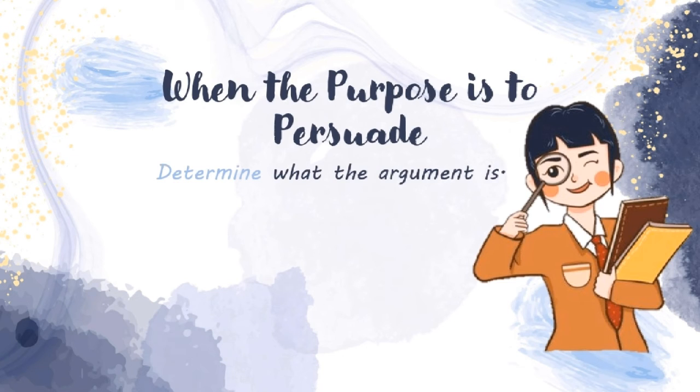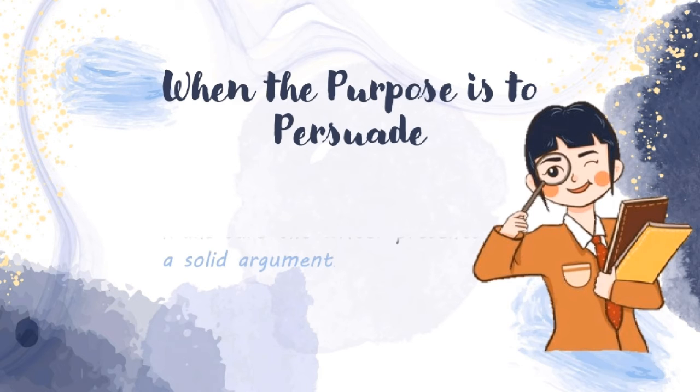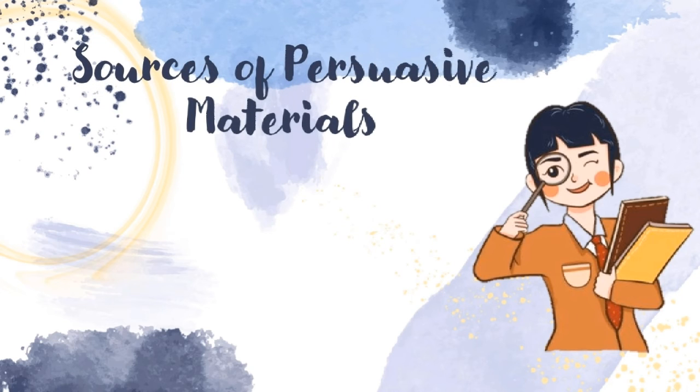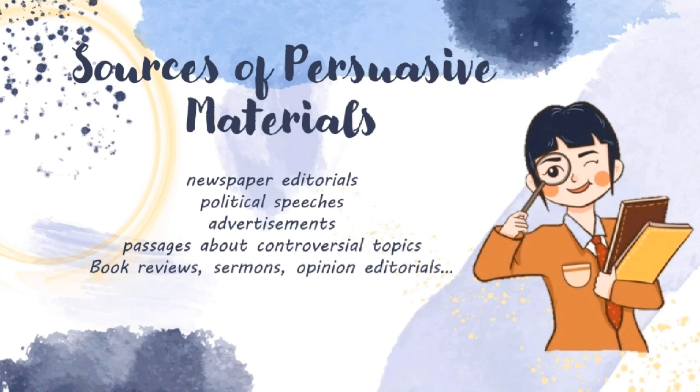When the writers write to persuade, they use the information to make a logical argument. They want you to reach their conclusion by the time you finish reading. As a reader, when you detect persuasion, your job is to determine and evaluate the argument. Before you allow someone to change your belief, you want to make sure that they have a solid argument. You'll find persuasive passages in newspaper editorials, political speeches, advertisements, passages about controversial topics, and so forth.